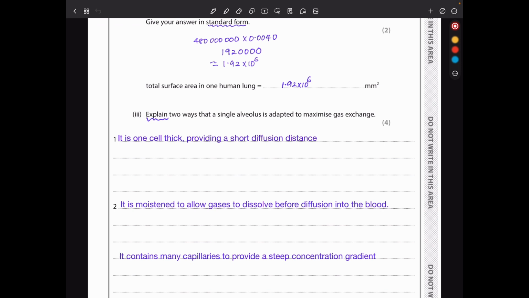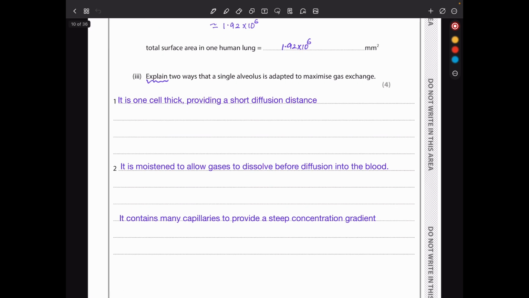Then they say explain 2 ways that a single alveolus is adapted to maximize gas exchange. It's 1 cell thick, providing a short distance for the gases to diffuse. It is moistened to allow gases to dissolve before they diffuse into the blood, and it contains many capillaries to provide a steep concentration gradient.